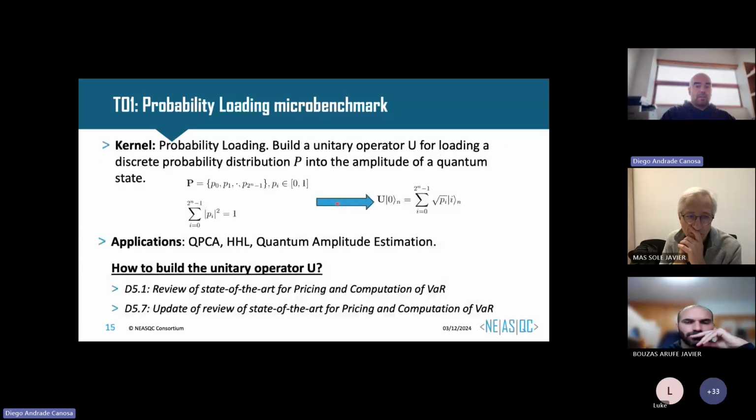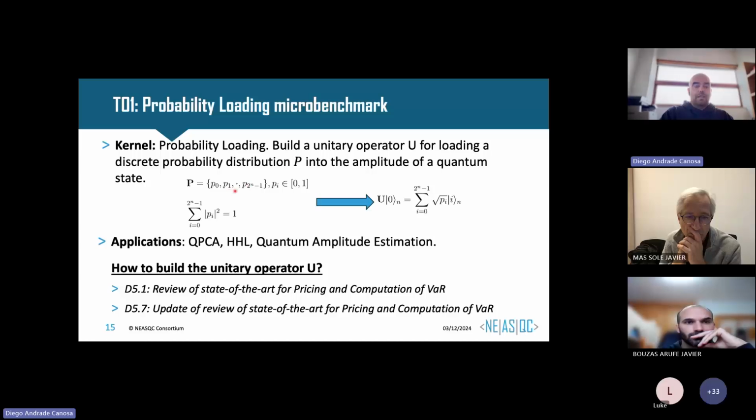So let's start with the first one. The first one is the probability loading microbenchmark. The task of the kernel is to build a unitary operator U for loading a discrete probability distribution P into the amplitudes of a quantum state. This is the formal definition.